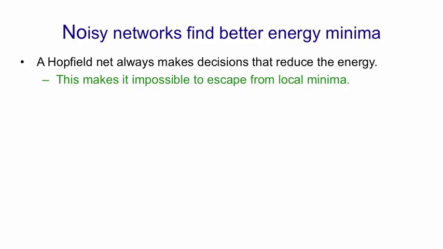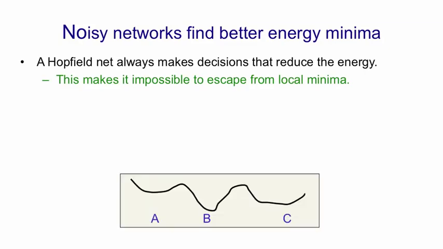So a Hopfield net always makes decisions that reduce the energy, or if it doesn't change the state of a unit, the energy stays the same. This makes it impossible to climb out of a local minimum. So if you look at the landscape here, if we get into the local minimum A, there's no way we're going to get over the energy barrier to get to the better minimum B, because we can't go uphill in energy.